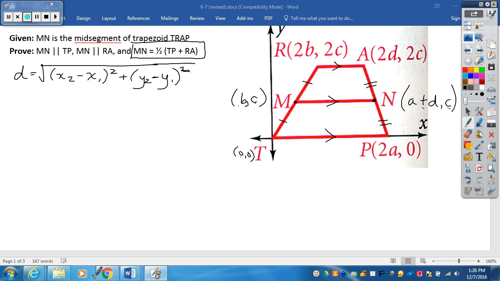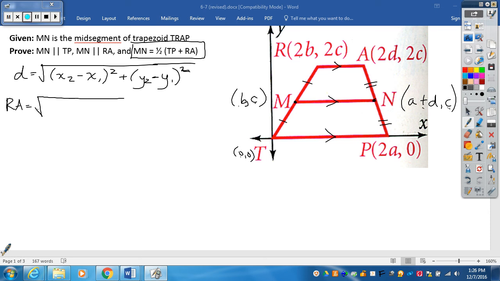So let's actually start with, we'll work from top to bottom. We'll do RA, the slope of RA. Not the slope, I'm sorry, the distance of RA. And again, I would start with the point furthest from the origin. If you don't, especially with the distance formula, it can cause some difficulties algebraically.